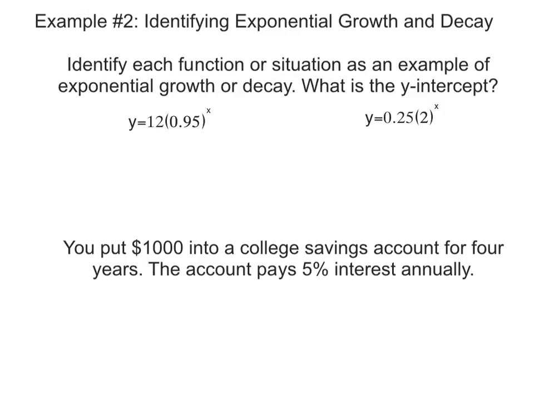All right, so on here now what we're doing is just identifying if it's growth or decay, okay? It says identify each function or situation as an example of exponential growth or decay. What is the y-intercept? So again, we should look at our b term, right? This term here is going to determine if it's growth or decay. If it's greater than 1 it's growth. If it's between 0 and 1 it's decay. So this one is decay. And the y-intercept is 0, 12. Okay, on this next one, because 2 is b, this is growth. And our y-intercept is 0 and 1/4, or you can say 0 and 0.25.